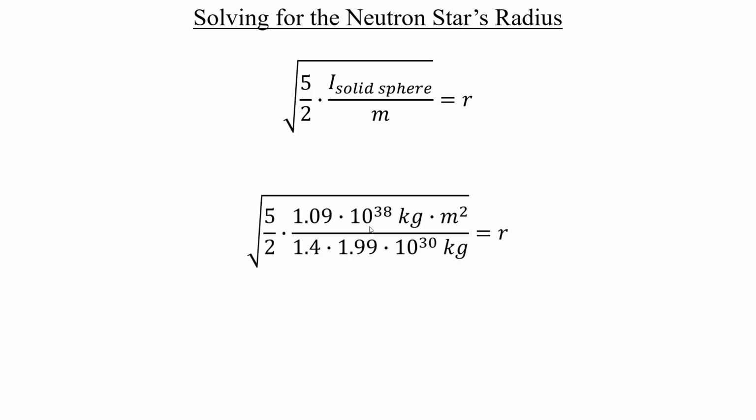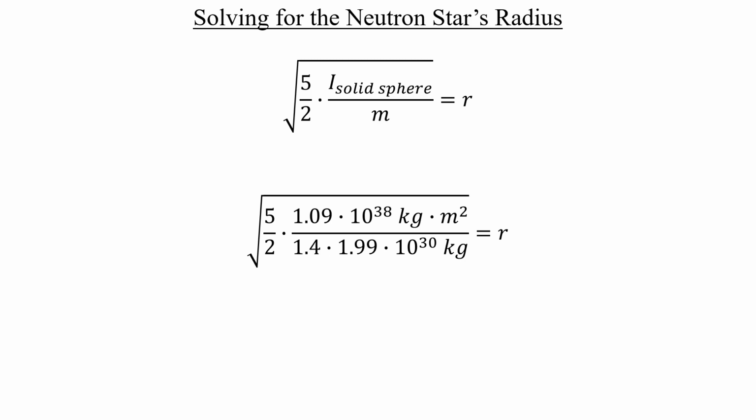Here in the numerator, for the moment of inertia of this solid sphere, I've plugged in our result from part A. And in the denominator, we're using 1.4 times the mass of the sun.